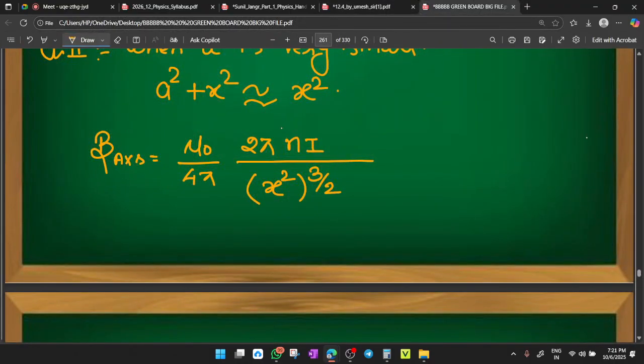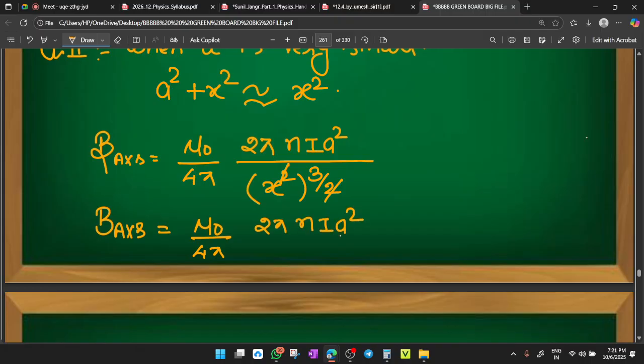Correct. So 2 pi n I a square x square whole to the power 3 by 2. Clear, beta? Now 2 and 2 cancel. Now B axis equals mu naught upon 4 pi, 2 pi n I a square upon x cube.